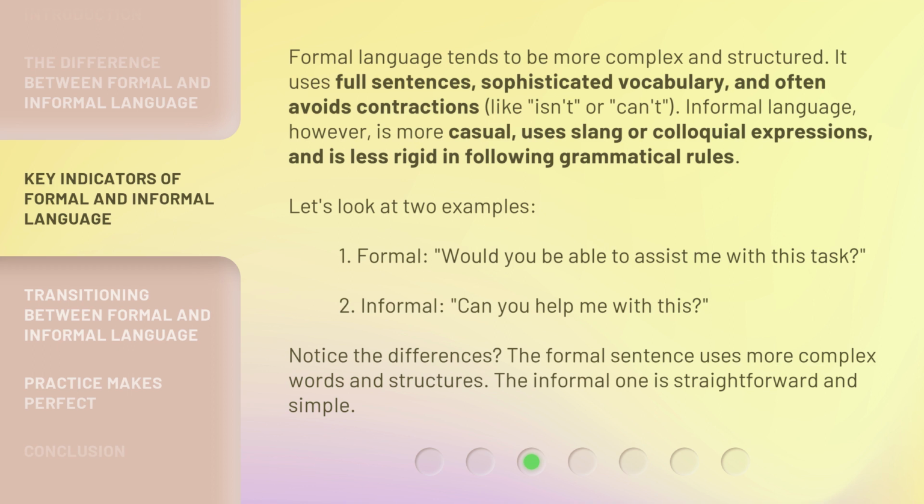Let's look at two examples. 1. Formal: Would you be able to assist me with this task? 2. Informal: Can you help me with this? Notice the differences? The formal sentence uses more complex words and structures. The informal one is straightforward and simple.